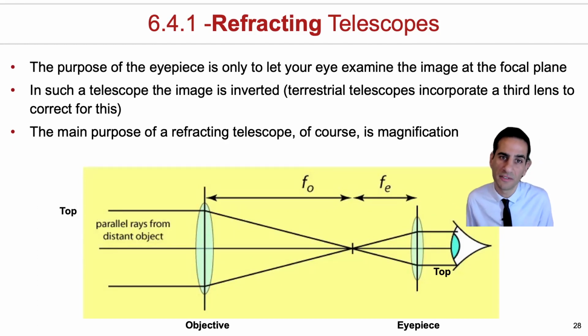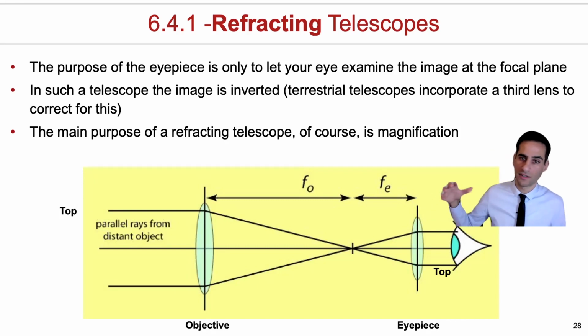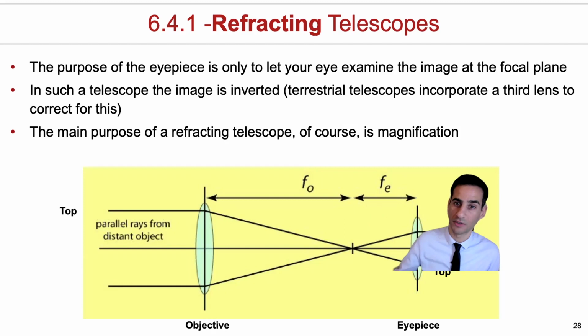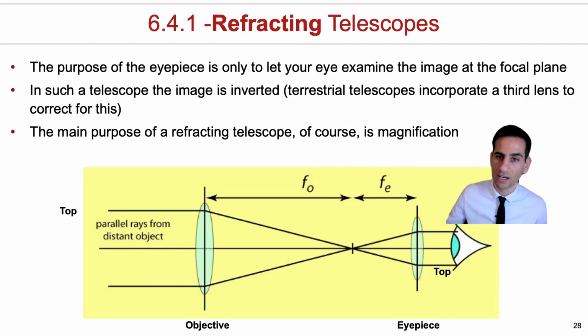And the purpose of this eyepiece is really just to let you examine the image at the focal plane. If you have just a refracting telescope like this with your objective and then your eyepiece, and you have this extra distance, you need to actually fine-tune it so that your image to your eye looks on focus.